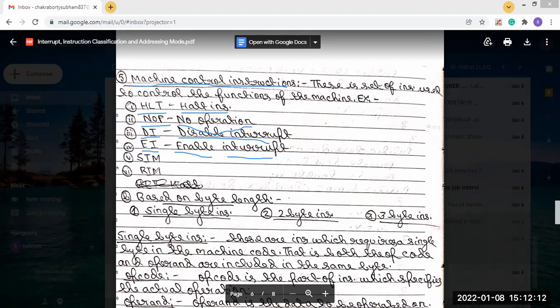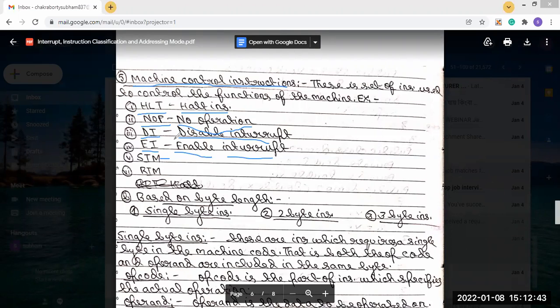Now these instructions are used to control the machine. I said SIM is what? Sorry, SIM is serial interrupt mask, and RIM is read interrupt mask. So these are the machine control instructions.